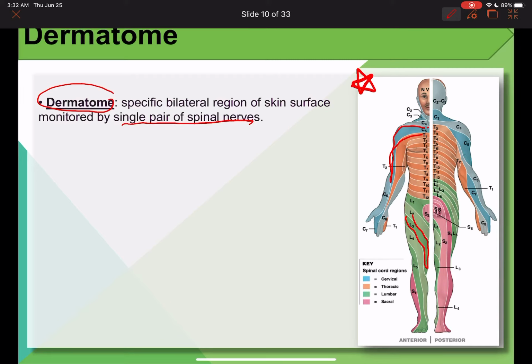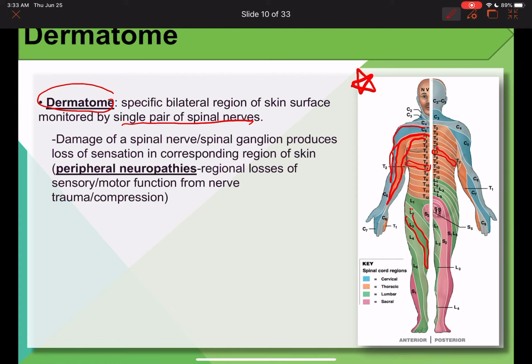So here's T1, and here's the dermatome of that area that particular spinal nerve serves, okay? And then you have T7 here, which serves this area of the back, or, this is the anterior part of the body on this side, this is the posterior part of the body on this side, okay? So each pair of spinal nerve will sort of innervate a particular region of your body skin surface, and we refer to that as dermatome.